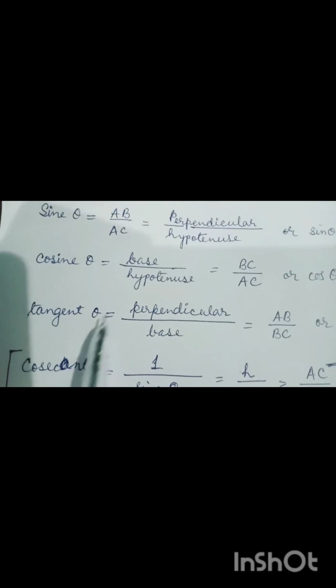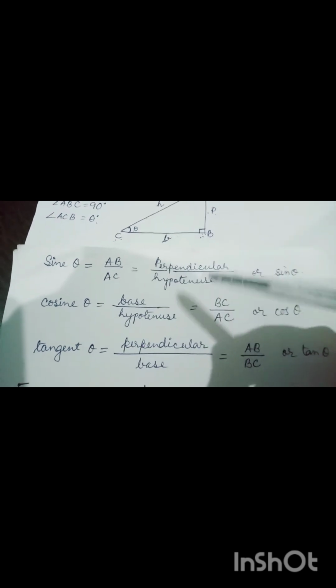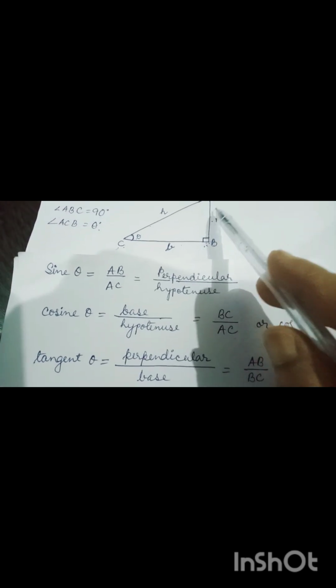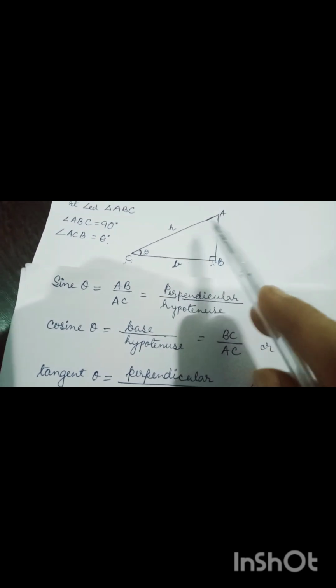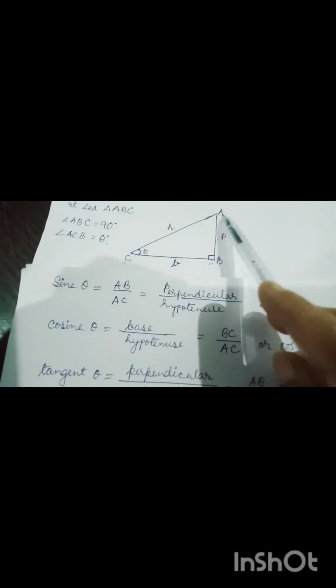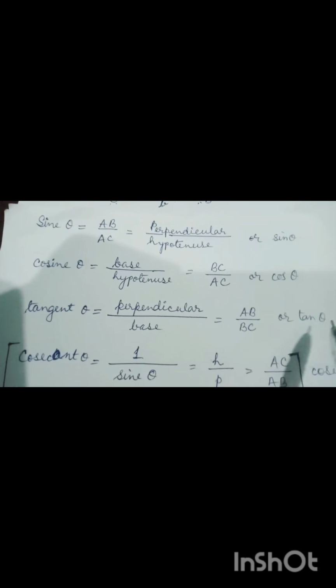Third ratio is tangent of angle theta. Tangent of angle theta is the ratio of the perpendicular of the triangle to the base of the triangle. So AB divided by BC. This tangent can be written as tan in short. So tan theta.